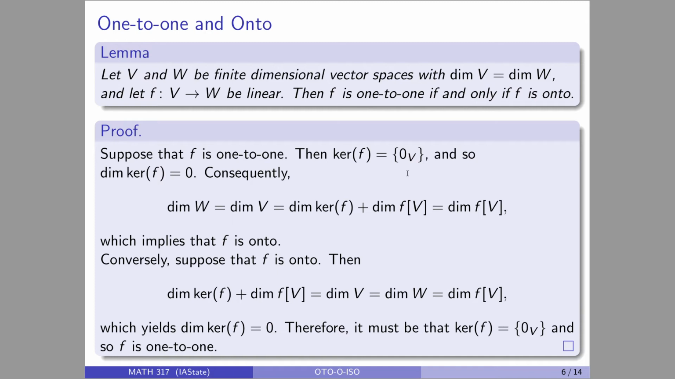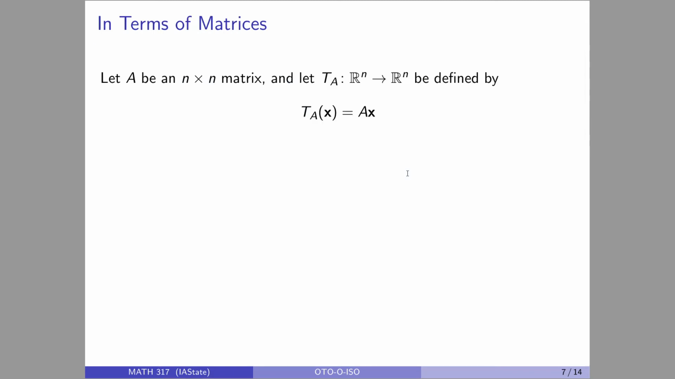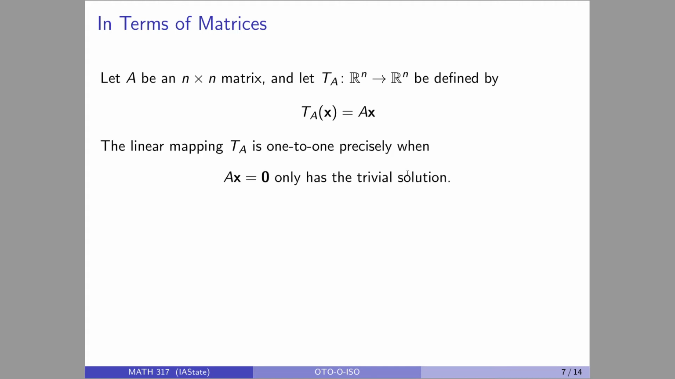I don't know. Now that I've proven this, I want to point out that you already knew this result, but you knew it in terms of matrices. If I take an n by n matrix, I can create that linear transformation right there. Note that it's one-to-one precisely when the homogeneous equation has only the trivial solution, because one-to-one means the kernel is trivial, and as we discussed, the kernel of that linear transformation is the set of homogeneous solutions.